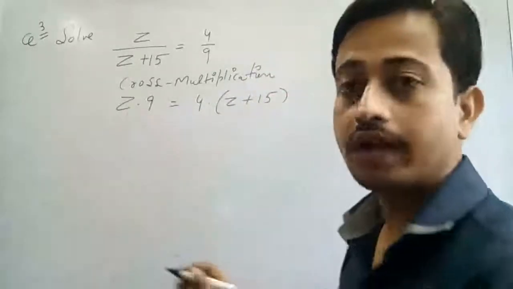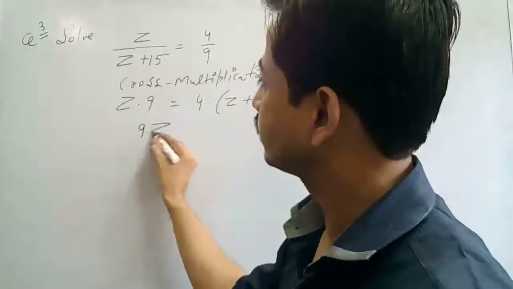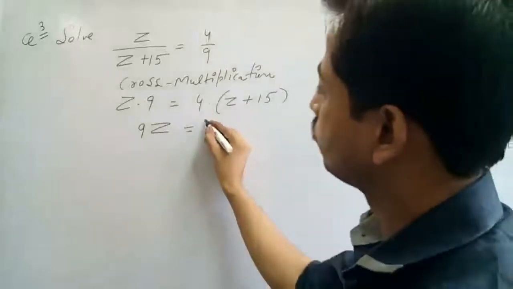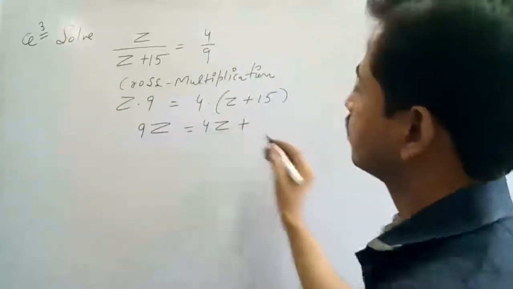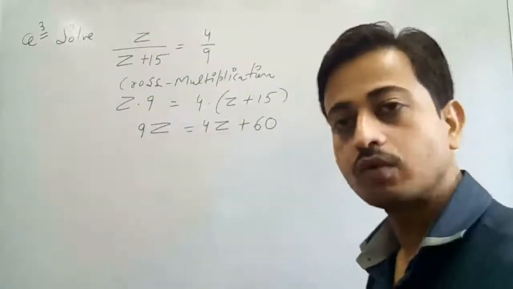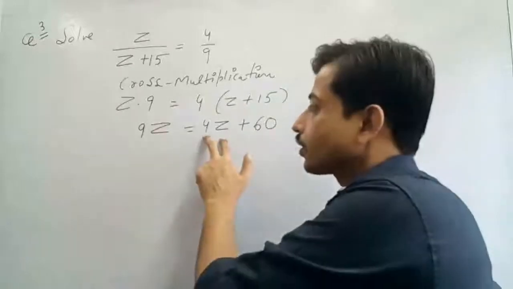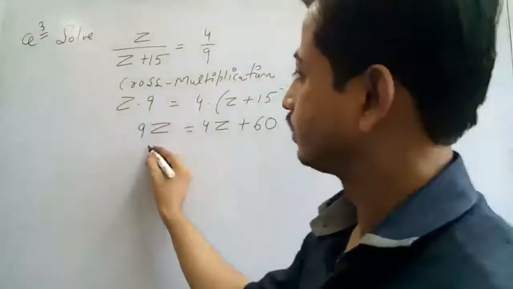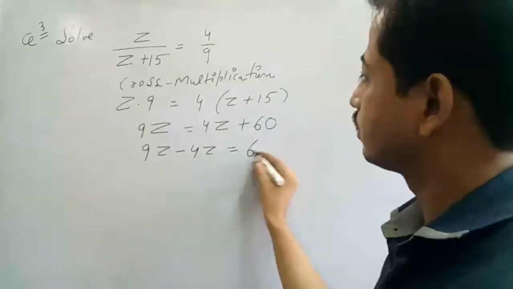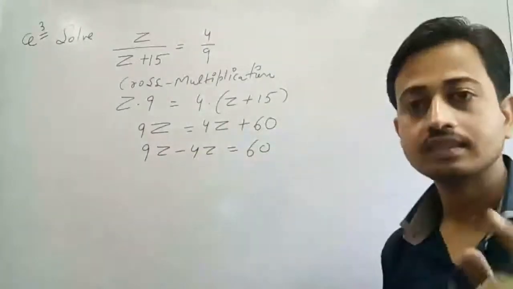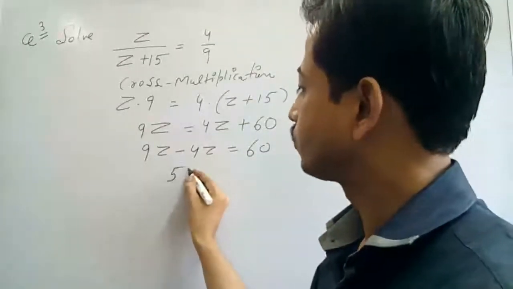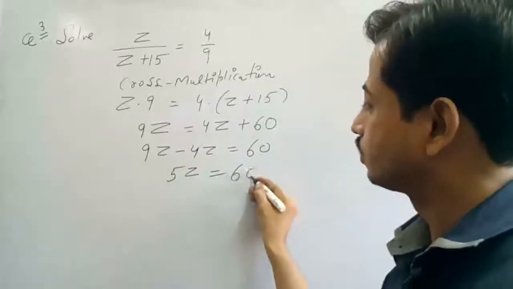Now z into 9, what we get? We get 9z, which is equal to 4 into z, 4z, plus 4 into 15, we get 60. We have to get the value of z. I am going to take this 4z on the left hand side. It becomes negative because the sign is positive. What we will get? On the right hand side is only 60. Now do subtract. 9z minus 4z, we get 5z, which is equal to 60.